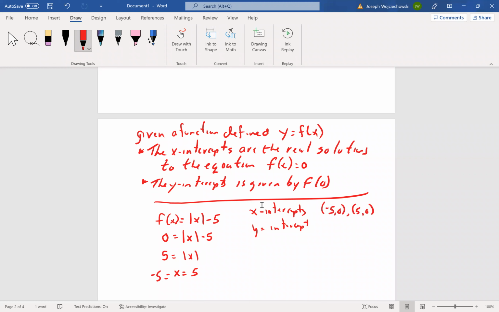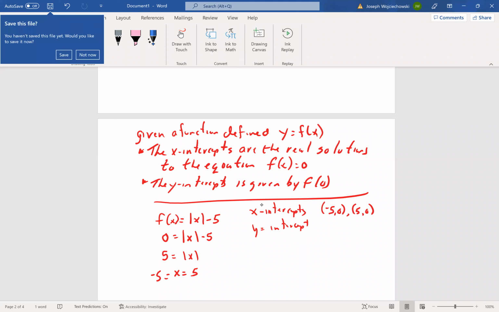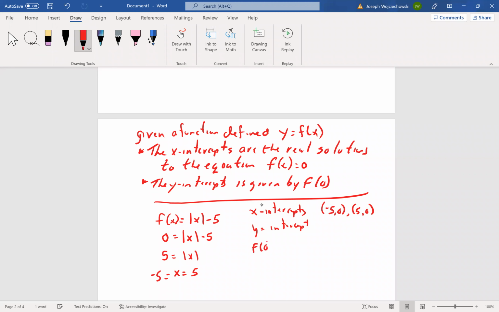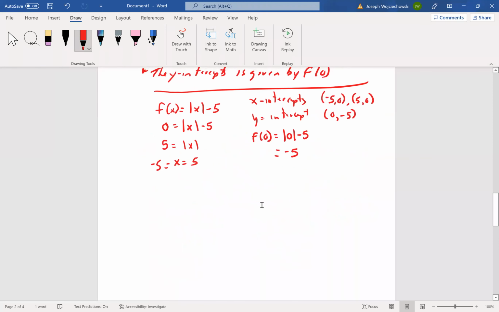For the y-intercept, we find f of 0, which is equal to the absolute value of 0 minus 5. The absolute value of 0 is simply 0. So this becomes -5. And our y-intercept is 0, -5. So let's just look at a graph here.